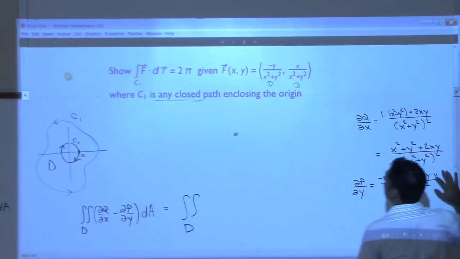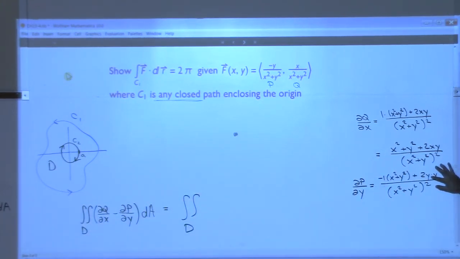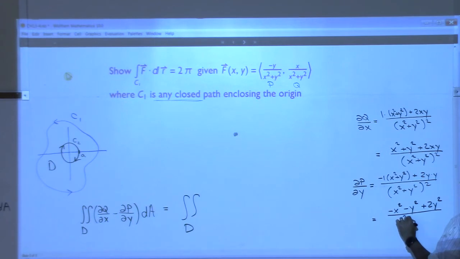Oh, wait a minute, hold on. This, let's see, this top, derivative of the bottom. Yeah, no, that's it. So what do we get on the top there? Negative x squared minus y squared plus 2y squared all over x squared plus y squared squared.